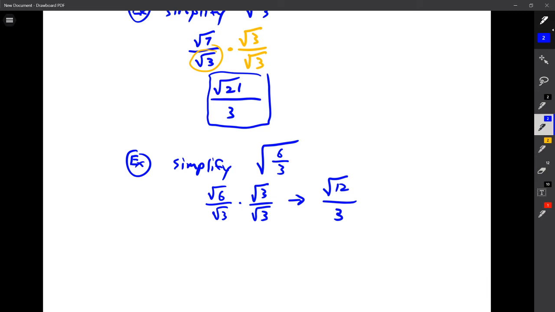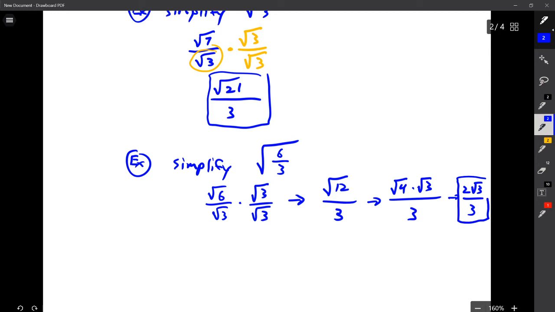Now with this root 12, I have to check again, do I have any perfect squares in there? And well, 12, I know is 4 times 3, right? So that's the same thing as root 4 times root 3. And I still have this over 3. Well, the square root of 4 is something that I know. That is 2. So what do I get here? I get 2 root 3 over 3. And that's as far as we can go.